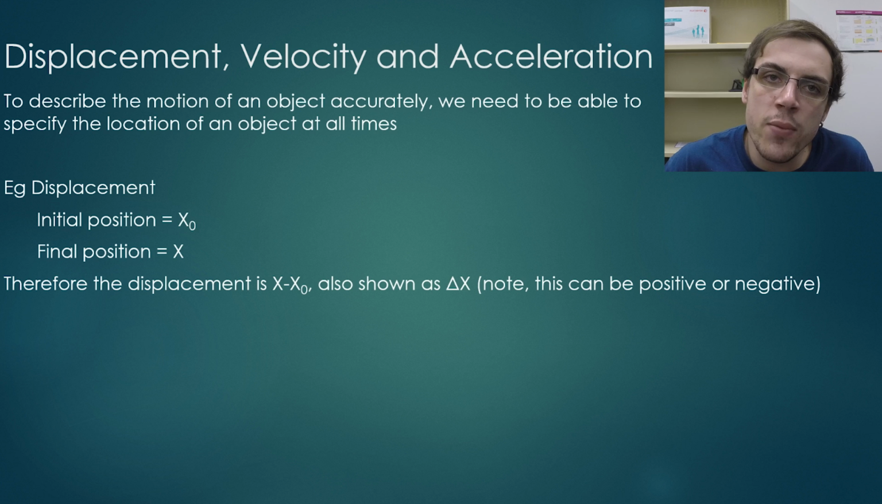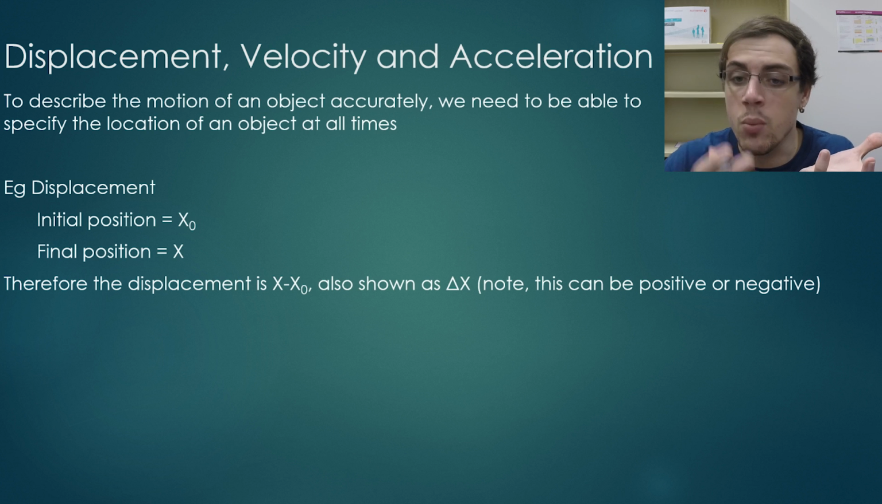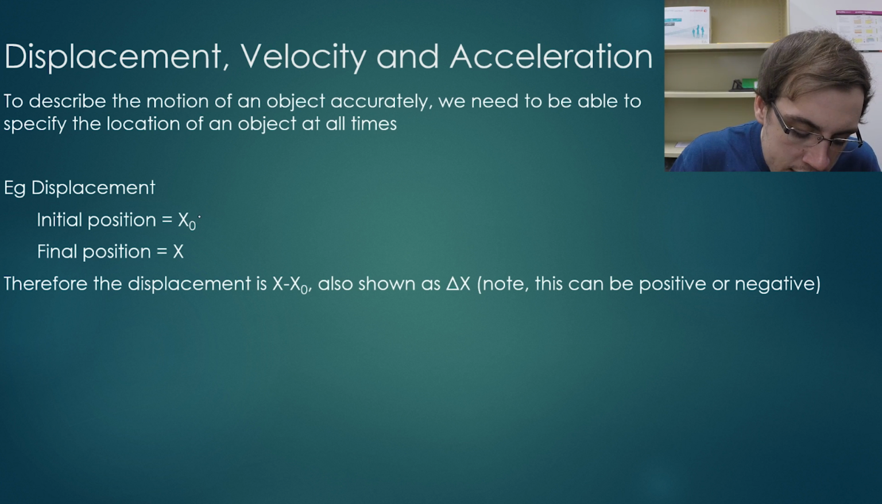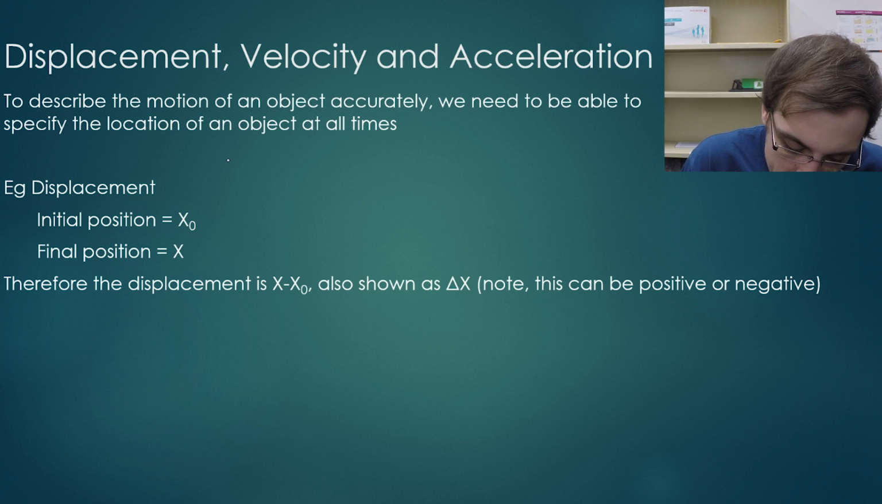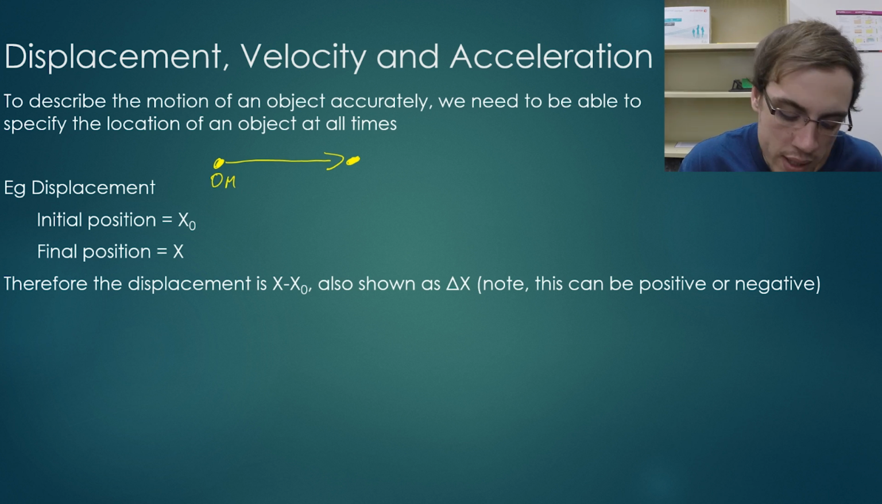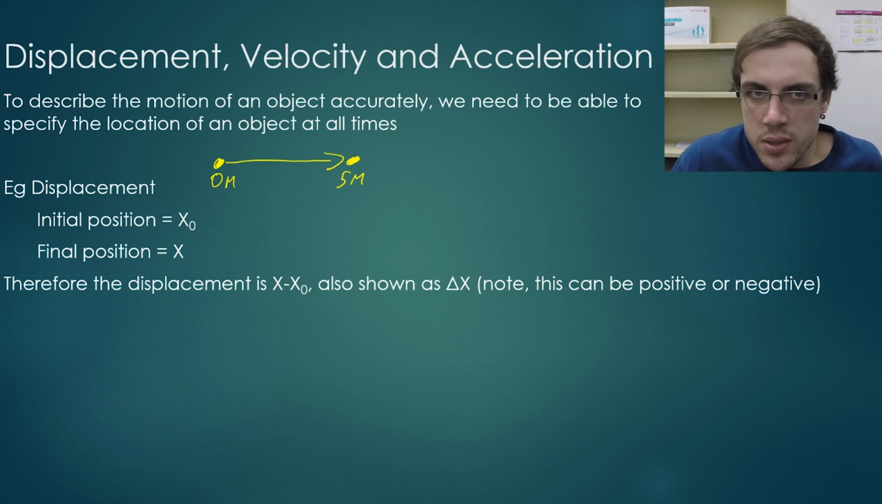So, for example, if we look at displacement, remember, displacement is the difference between where an object started and where an object finished. Displacement is denoted as x. When we look at displacement, we look at where the object finished. For example, if he started at 0 meters, because that's his starting point, and he finished all the way over here at 5 meters, what was his displacement?